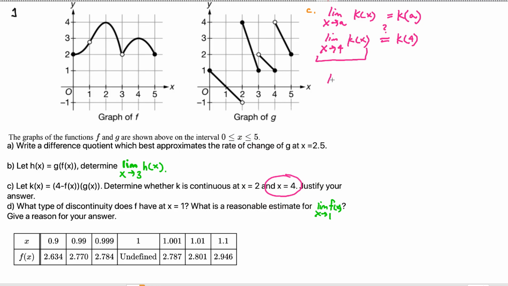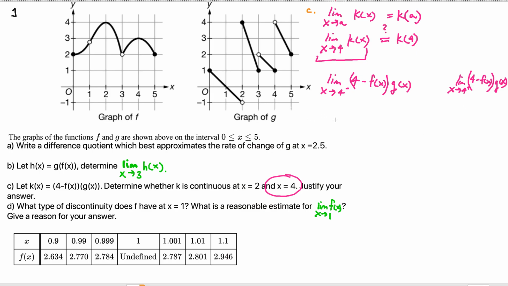So what I'm going to do is determine the left-hand limit and the right-hand limit. The limit as x goes to 4 from the left of k of x, and I'm going to write the definition of k of x: 4 minus f of x times g of x. And I'm wondering whether this is going to be equal to the limit as x goes to 4 from the right of 4 minus f of x times g of x.